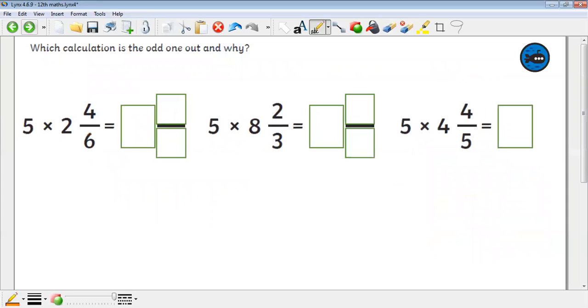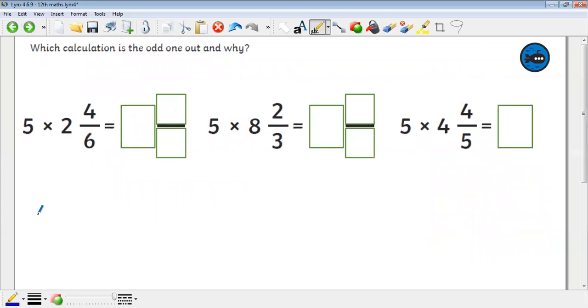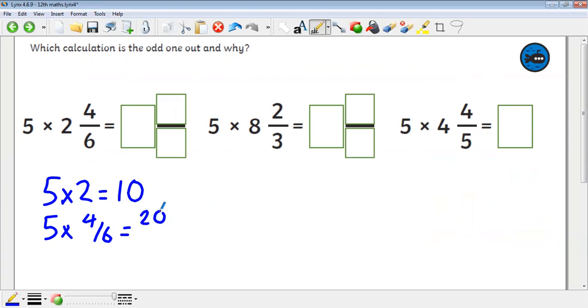Next one, which multiplication is the odd one out and why? So we're going to have to just multiply them all out, and then at the end look at the answers and figure out which one that might be. So I'm just going to stick with the method of doing the whole number and then doing the fraction rather than top heavy, because these numbers are quite big, so we'd end up with huge numerators. It's going to be 10, it's going to be 26, yes, which is 3 and 2/6. Might need to simplify the fraction at the end, we'll see.